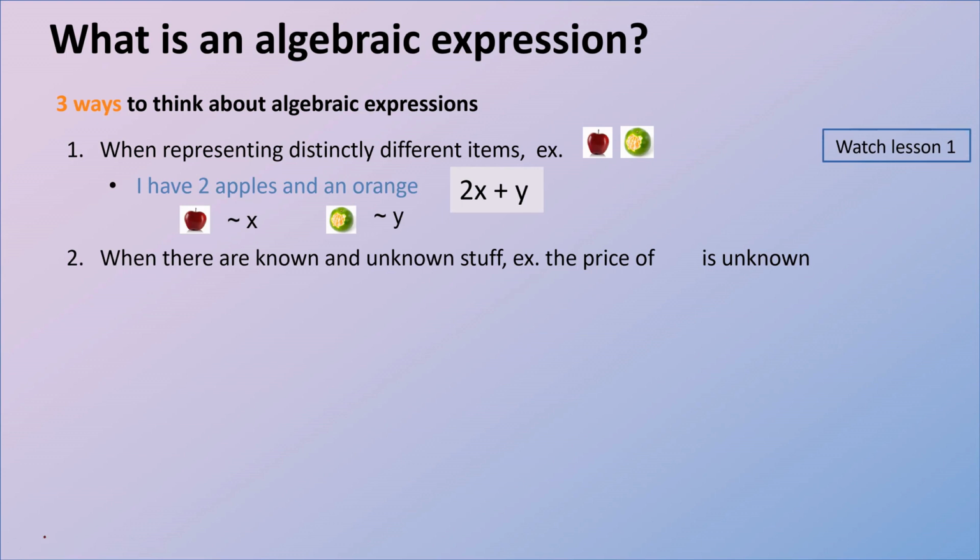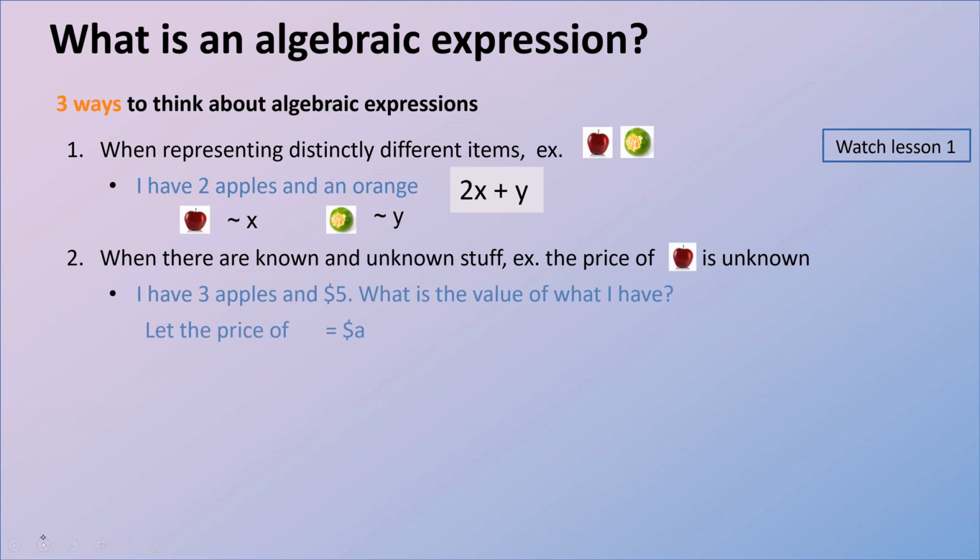For example, let's say I don't know the price of an apple, yet I have 3 apples and $5 with me and want to calculate the value of what I have. For that, let's take A as the price of an apple. Therefore, we can use the expression 3A plus 5 in dollars to represent the value of what I have. Please go ahead and watch the lesson too if you haven't done that. I'm going to put a link here.